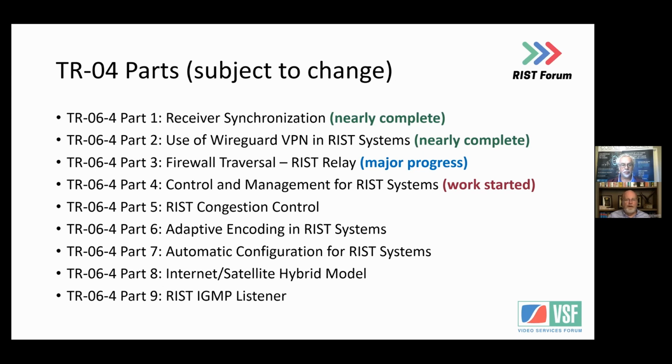Internet satellite hybrid model. I know that's a favorite of some of our friends at the networks. How do we deliver packets reliably over very diverse networks? And then an IGMP listener, so that we can do things with multicasting that we couldn't do before. So this list is going to change. It'll evolve and grow and things like that. But it's just giving you an idea of where we're heading with RIST once we have TR-03, the advanced profile, published.